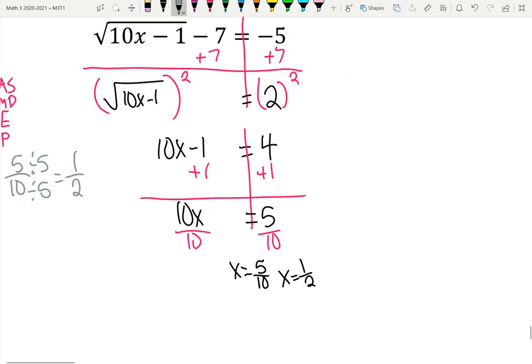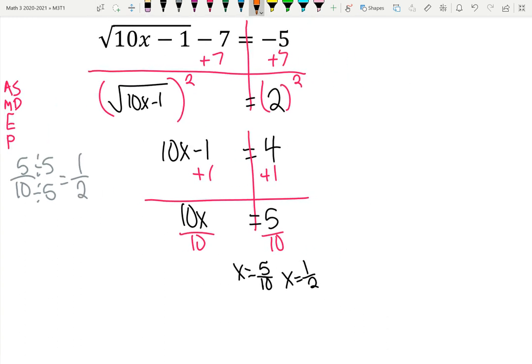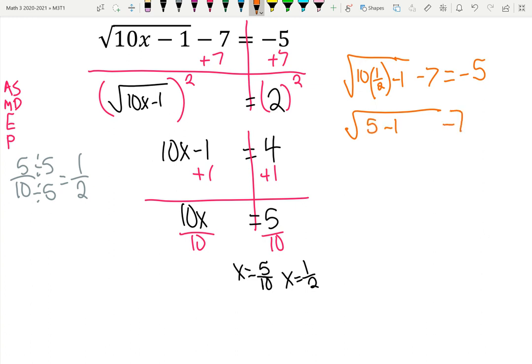But before I end, I have to actually check it to make sure this solution is right. So I'm going to plug in the square root of 10 times 1/2 minus 1, minus 7 equals negative 5. What is half of 10? 5 minus 1. 5 minus 1 is the square root of 4, minus 7 equals negative 5. 2 minus 7 equals negative 5.